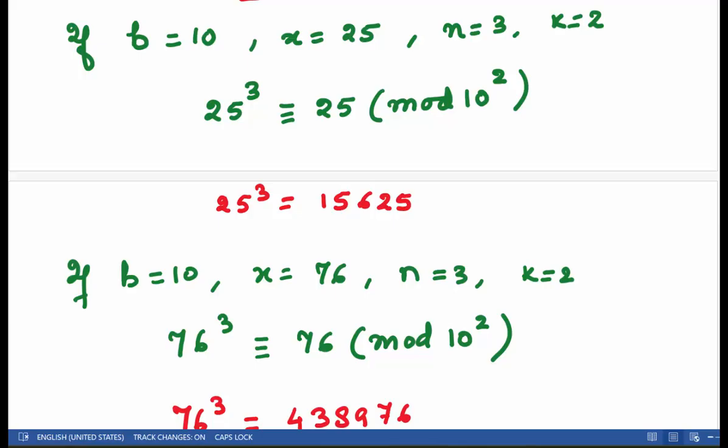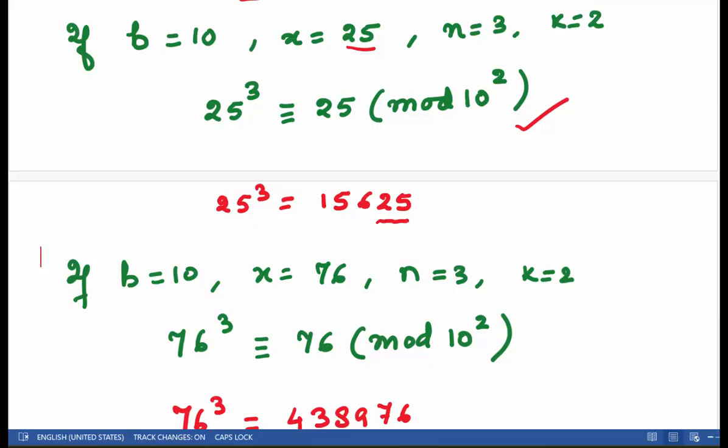Let's take some other power. If b is 10, x is 25 and n is 3. Now we are trying to cube and k value is 2 because we have x as 25. You see 25 cube is congruent to 25 mod 10 to the power 2. As 25 cube is nothing but 15625, you see that the above congruence is satisfied, and you can also observe that the last two digits end with the number itself. So our number x is trimorphic.